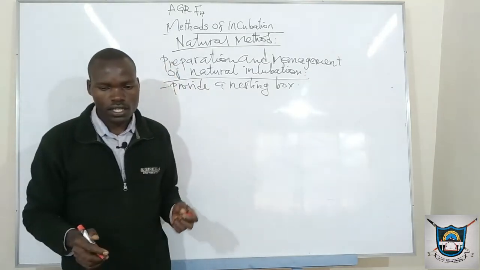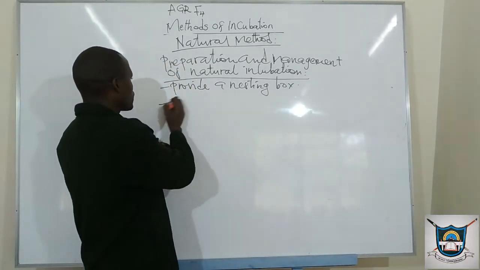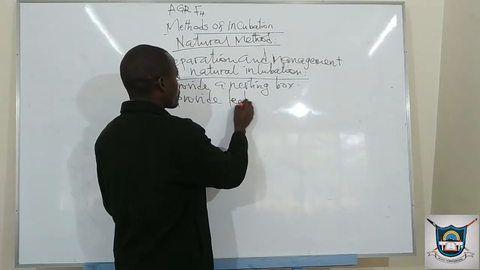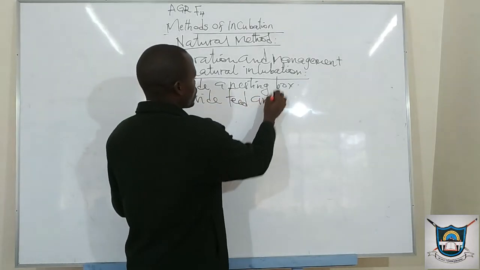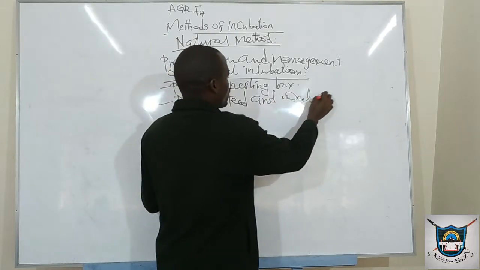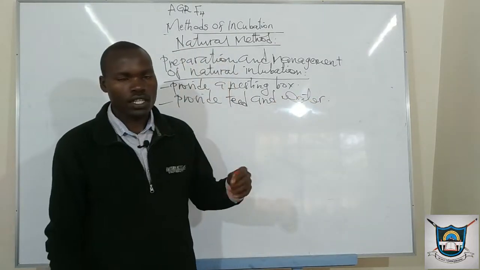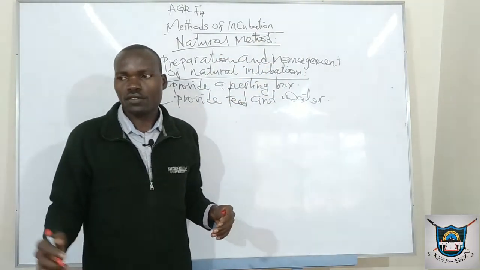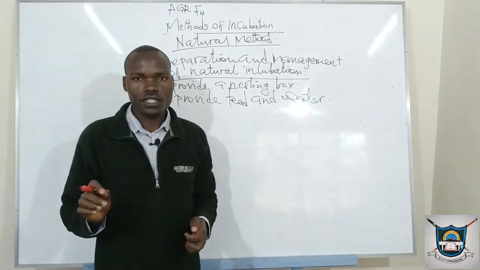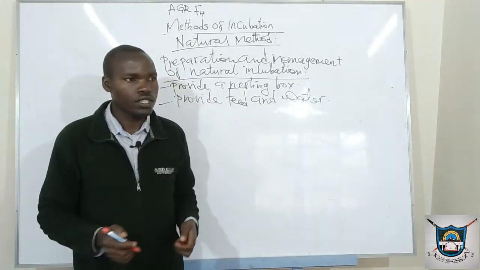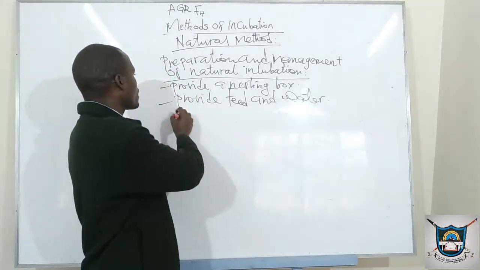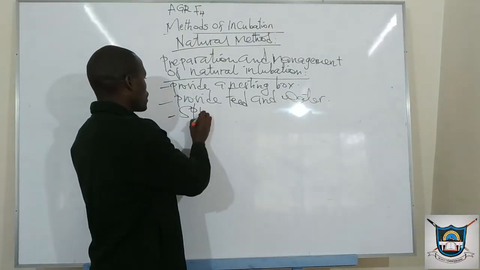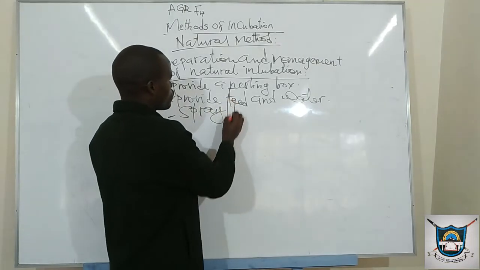The other thing is that you provide feed and water. Remember, when this hen is going through the process of incubation, it will not have enough time to go looking for feed for itself. Therefore, you have to give it both food and water. The other thing is that within the nesting box, you have to spray, or else you can dust.